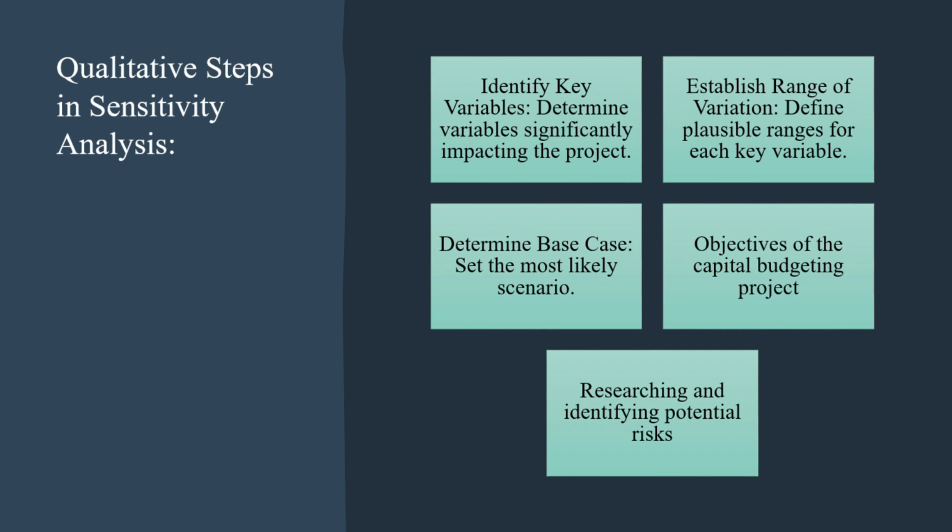Now let's talk about the qualitative steps in a sensitivity analysis. The first step is to identify the key variables such as the costs, revenues, and economic factors that come into the analysis. The second step is to establish a range of variation, which is based on historical data or expert estimates to define plausible ranges for key variables rather than using precise numerical data. These steps help in understanding the potential variability and uncertainty in the variables.